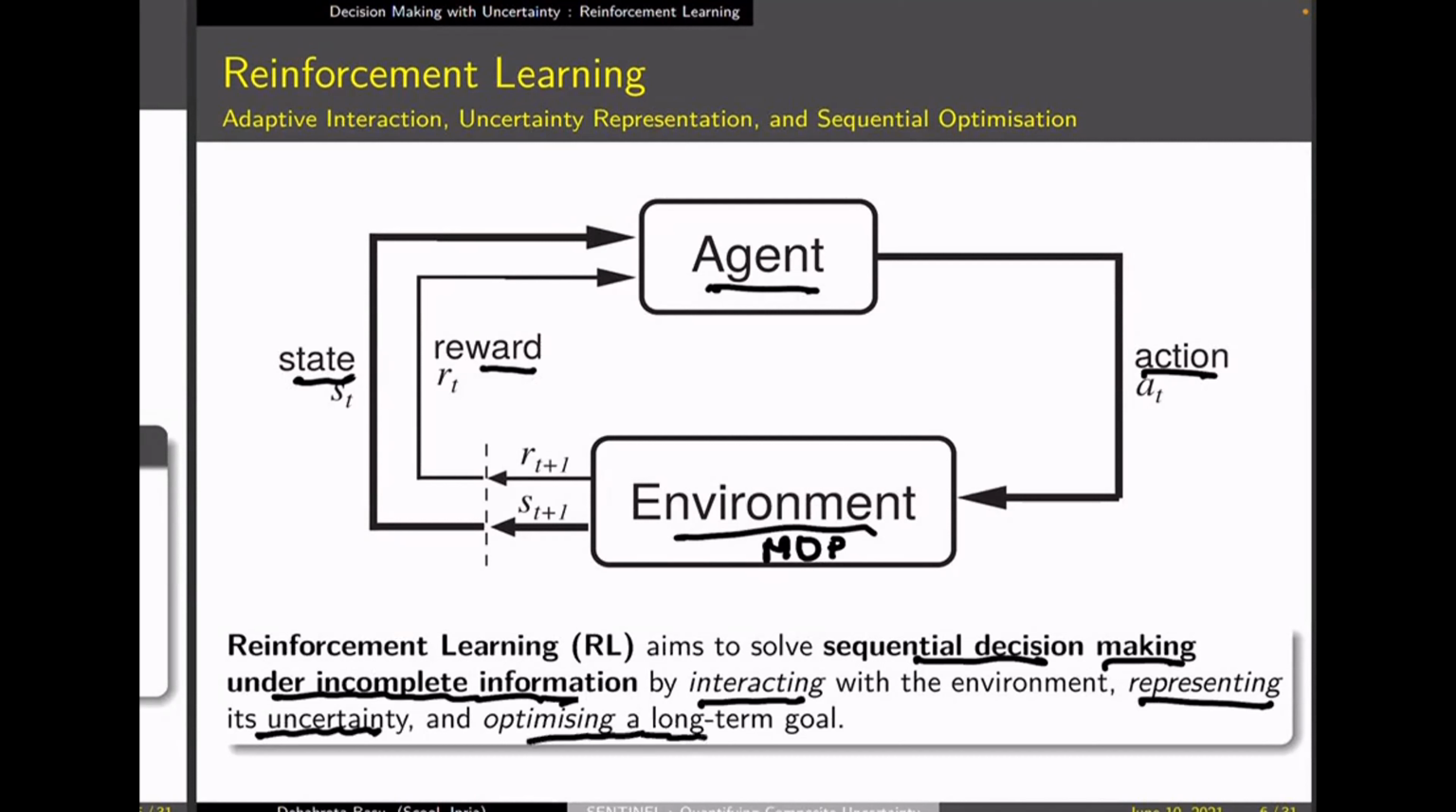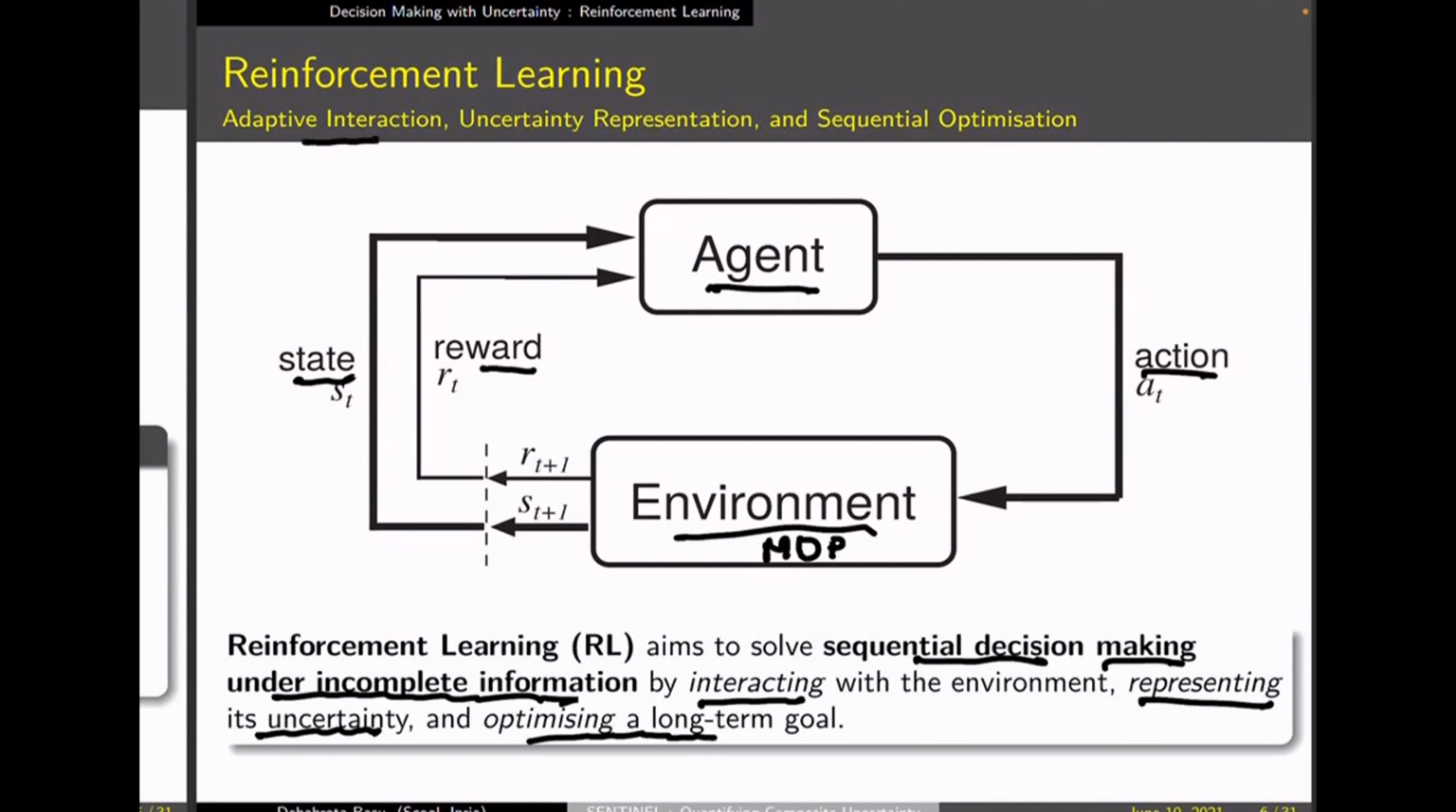And then once we have that, we optimize a long-term goal, which is like optimizing the value function, which is the expectation of the whole return over time horizon T. So this is, in brief, reinforcement learning, and that we are going to talk about. I like to summarize the whole thing in just 3 words, if the explanation is too long.